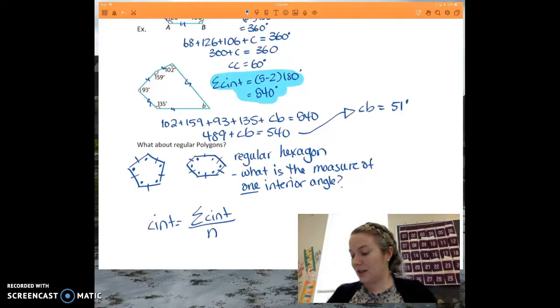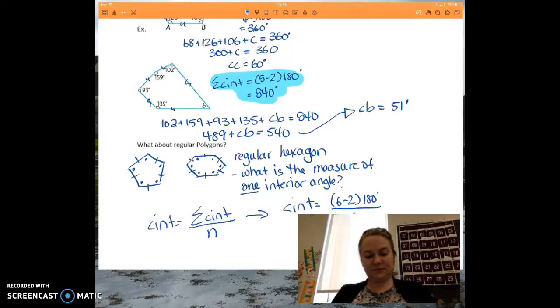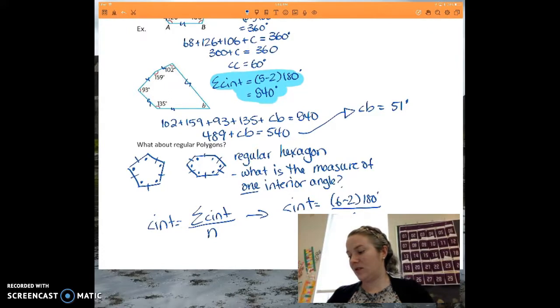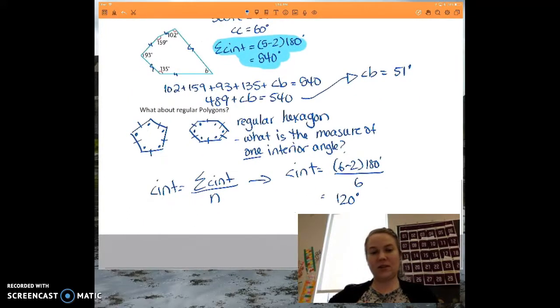Okay. And in this case, one angle is 6 minus 2 times 180 all over 6. And that means your interior angle is 120 degrees. I'm not sure you guys can see that. There you go. The interior angle is 120 degrees.